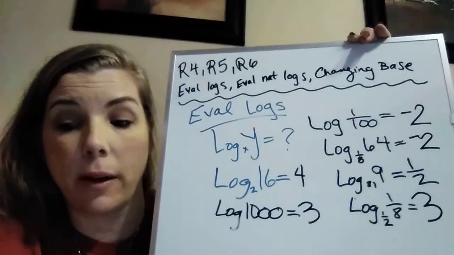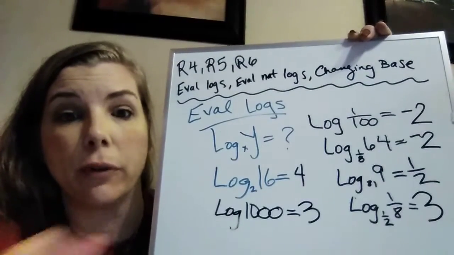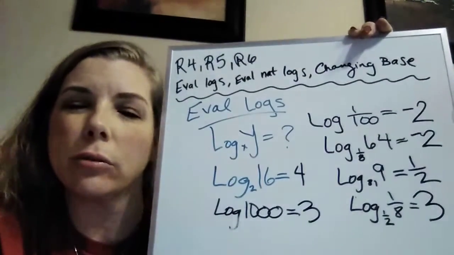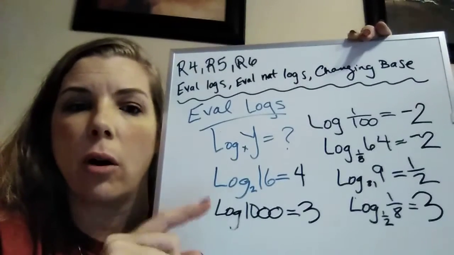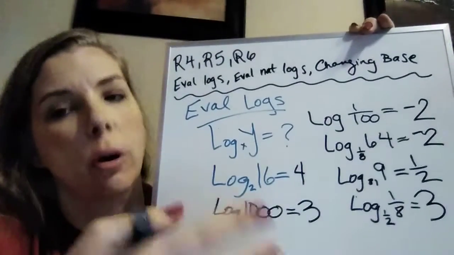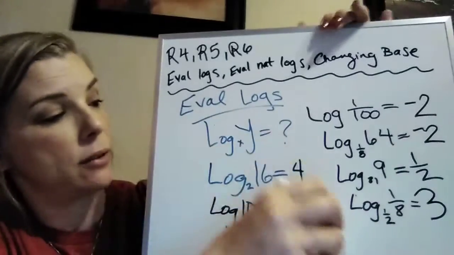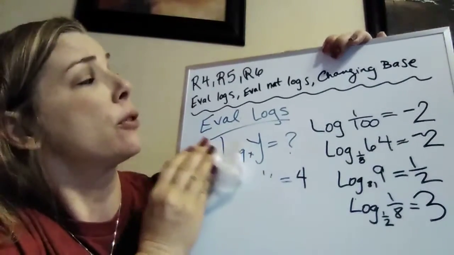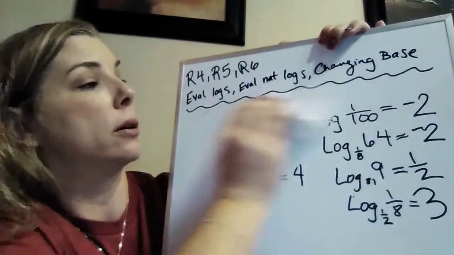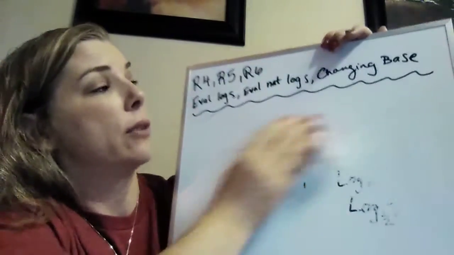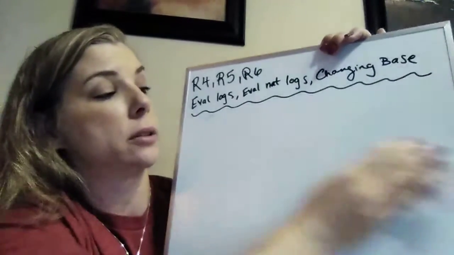Okay? So hopefully that wasn't too terribly fast. But if you just follow this pattern and you look, and when you get different numbers, oh, I see the pattern, and you can just go with it, okay? So that's evaluating logs. That's your first section. That's your R4. Your R5 is evaluating natural logs, okay?